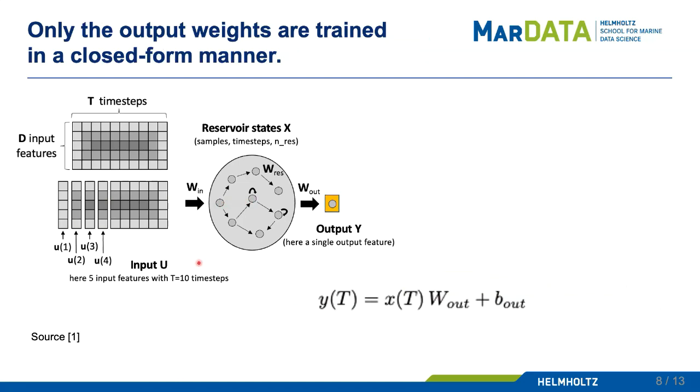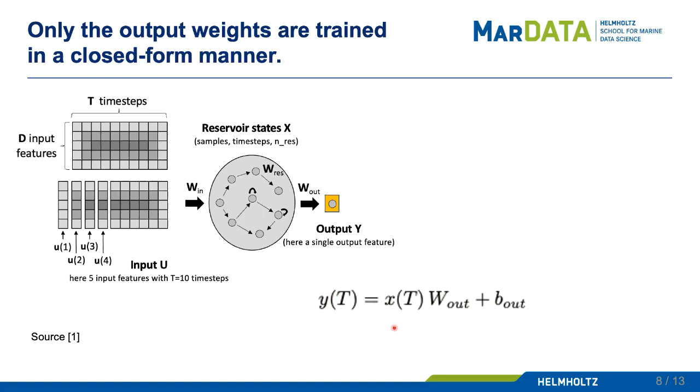And with these final reservoir states, I can train the output weights. So the output Y of capital T, so we only want to have one output feature. We only want to predict the Niño index, as I said, is given by the final reservoir states times the output weights plus a bias term. And that's just a linear regression problem here.